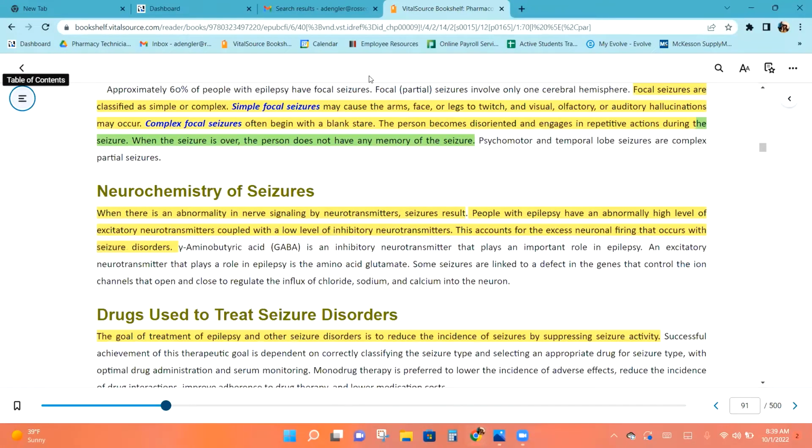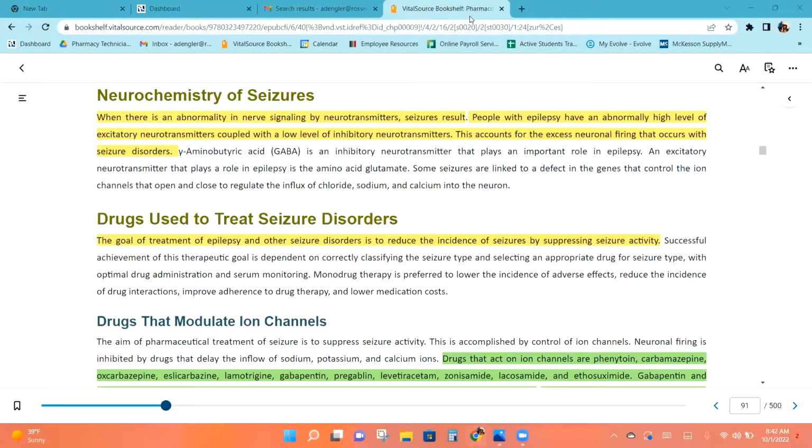Focal seizures are classified as simple or complex. Simple focal seizures may cause the arms, face, or legs to twitch, and visual, olfactory, or auditory hallucinations can occur. Complex focal seizures often begin with a blank stare. The person becomes disoriented and engages in repetitive actions during the seizure. When the seizure is over, the person does not have any memory of the seizure.